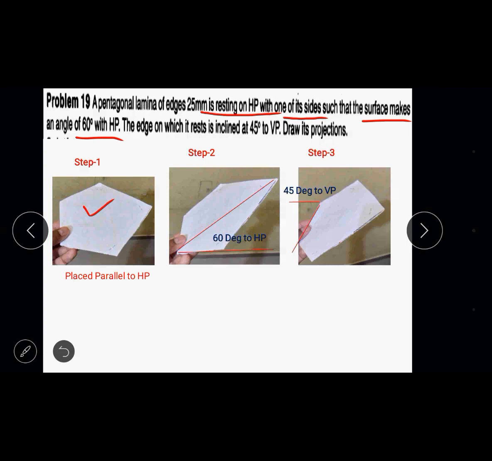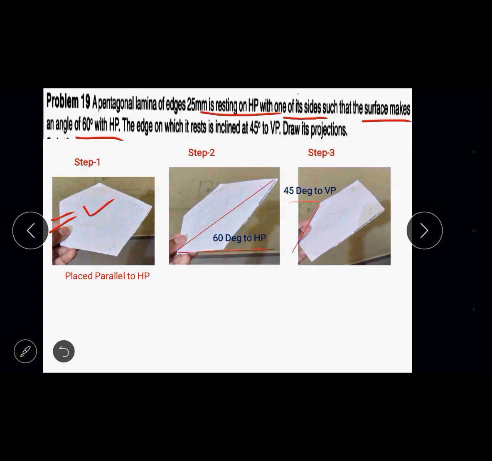By taking one of the sides of the pentagon, the left side, I have placed the pentagon in an edge resting position. So this is the edge. The left side of the pentagon is the reference edge, which I have held. So that is the reference point.